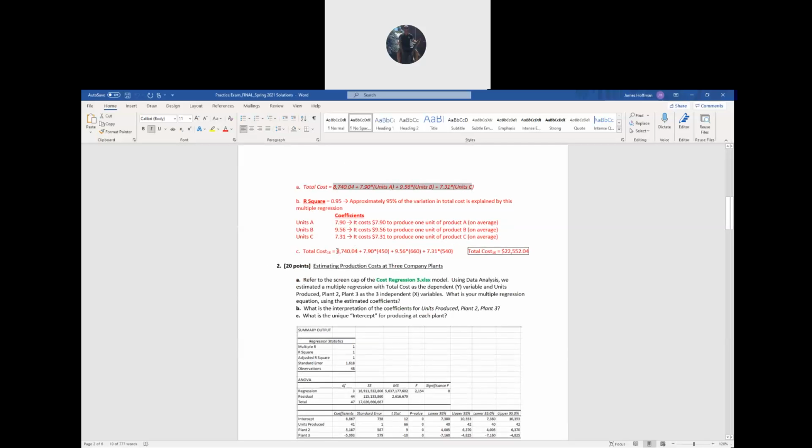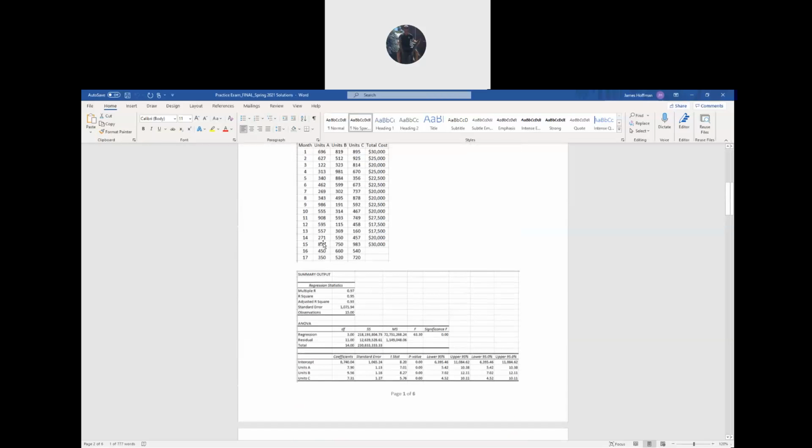All right, and then plug in the units of each, which gives you what you see there in the screen cap. So here's the intercept, 8,740.04 plus 7.90 times, right, this is units A. And I put in 450 because in month 16, look up here, we're estimated to produce 450 units of A. So just look at the column in the chart and plug in units A in month 16, 450, to get that one.